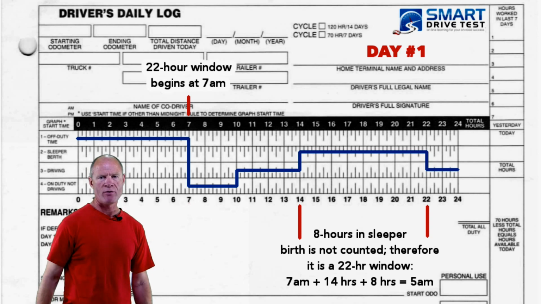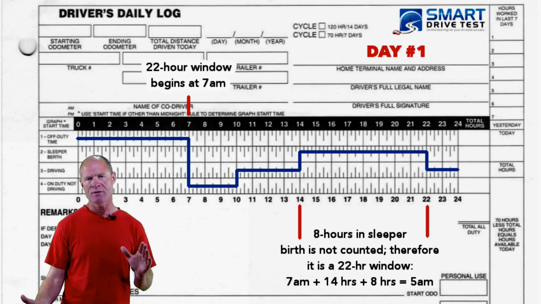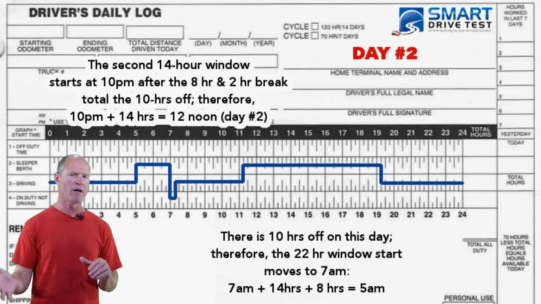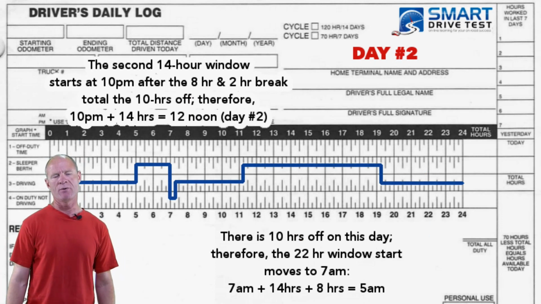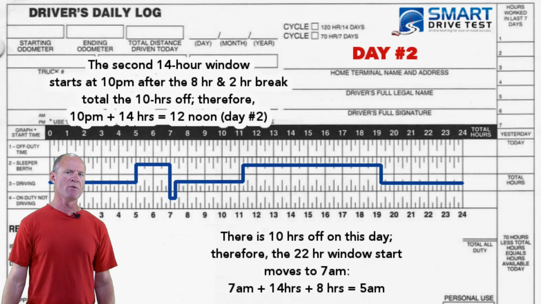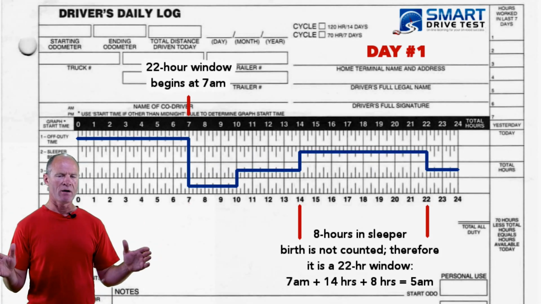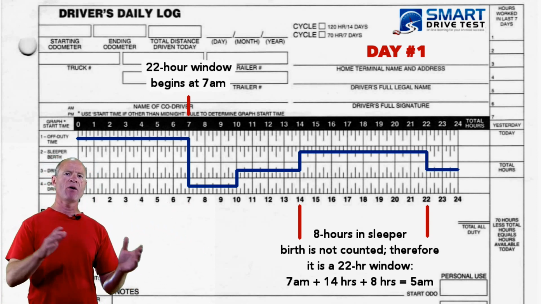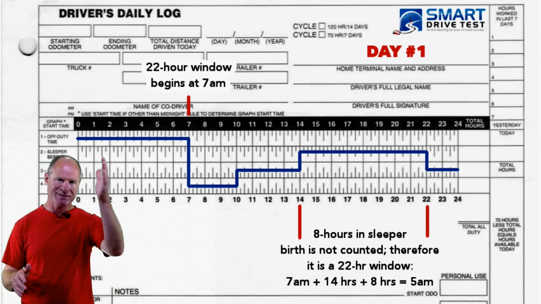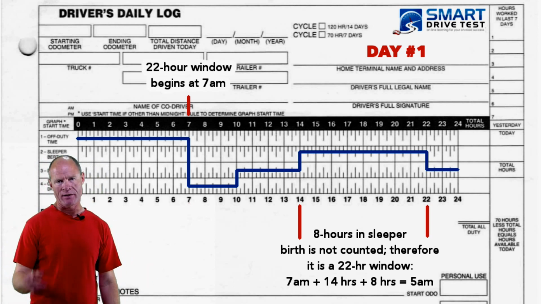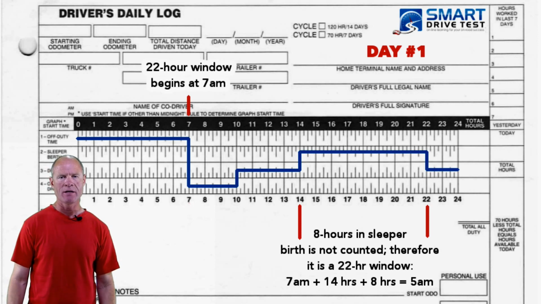Because we've already driven 4 hours, we can drive another 7 hours from 10 p.m. to 5 a.m. At 5 a.m. we must take another 2 hours off from 5 a.m. to 7 a.m. When we take the next 2 hours off, we now have a 10-hour block from the previous 8 hours and the 2-hour block. So now our 14-hour window moves forward to the end of our most recent 8-hour block, as you can see here on the logbook, which is 10 o'clock at night.